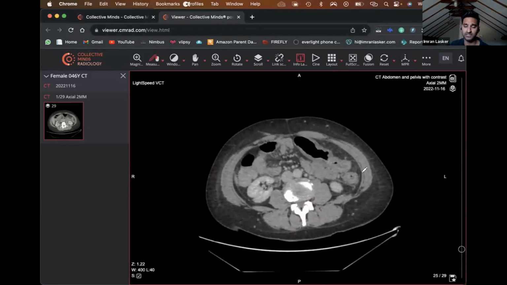Now, why is this important? It's all about distribution, right? So you can get colitis that affects certain aspects of the bowel. Like we saw earlier, there's inflammation of the terminal ileum, right?